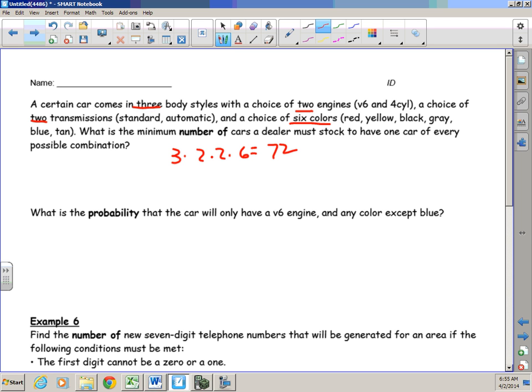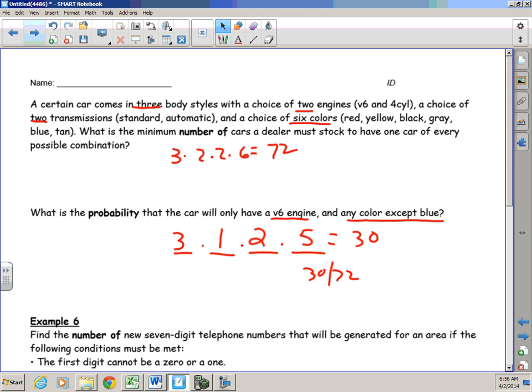Now, what's the probability we'll have a V6 engine in any color except blue? If you think about it, each dash represents each of these choices. He can have all 3 body styles, but he can only have one of the engines, because we said it's got to be V6. He could have the 2 transmissions, but only 5 colors, because he doesn't want the blue. So it's 30, and the probability is 30 out of 72, which is the total number of car arrangements.